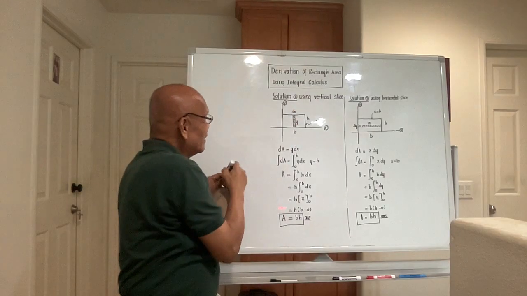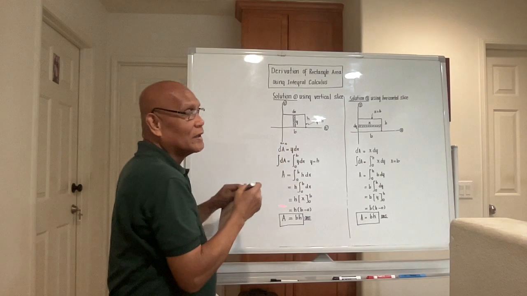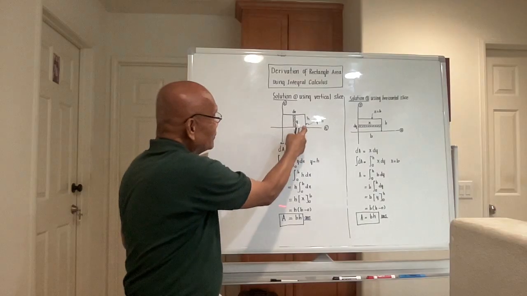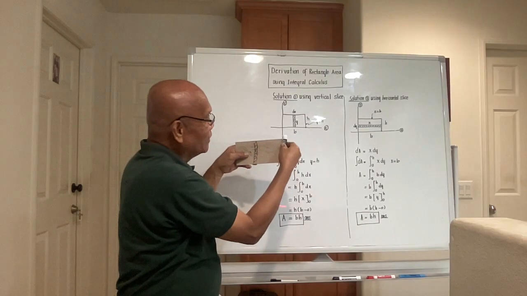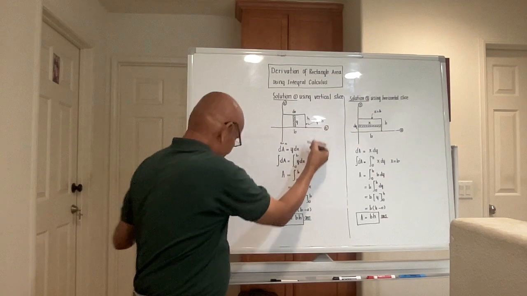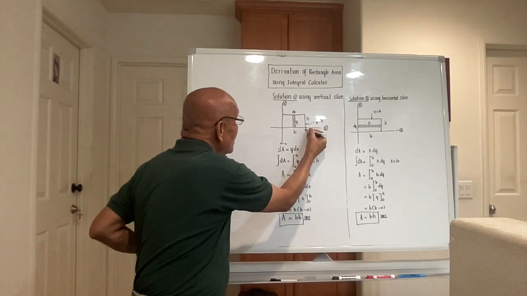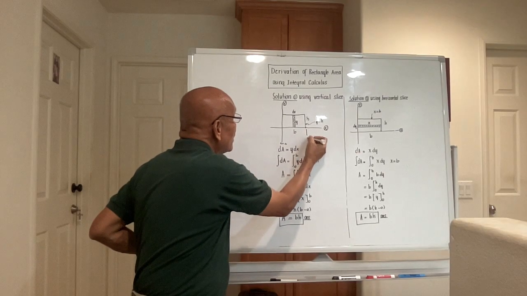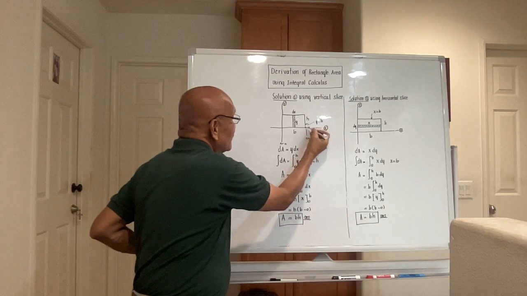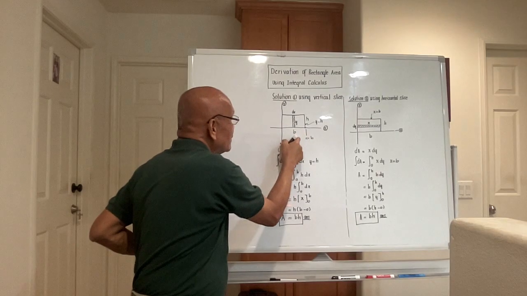And actually, the x here is equal to 0. And the final position to cover up the total rectangle, at this location here, x is equal to b. This length here with respect to the origin is b.